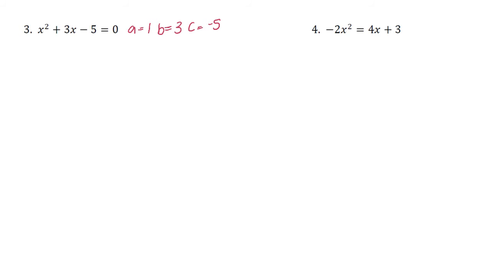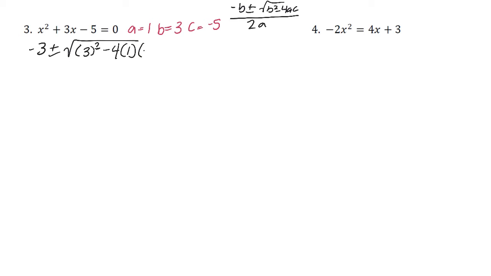Okay, so let's go ahead and fill it in. So, if you forgot it, let me go ahead and write it at the top for you. Opposite of B, plus or minus the square root of B squared minus 4AC, all divided by 2A. All right, so let's fill that in. So opposite of B, so it's positive, so it's going to become negative 3 plus or minus the square root of B squared, 3 squared, minus 4 times A, which is 1, times C, which is negative 5, all divided by 2 times A.